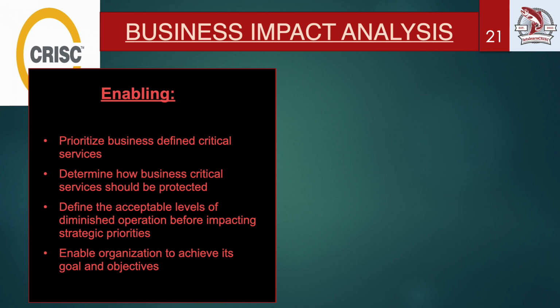Let's understand with an example. Let us consider a retail chain as an example. Friends, first, prioritizing the critical services. Through the business impact analysis, a retail chain determines that its online sales platform and inventory management system are critical services. So these services directly support its strategic priority of expanding its online presence and boosting sales.